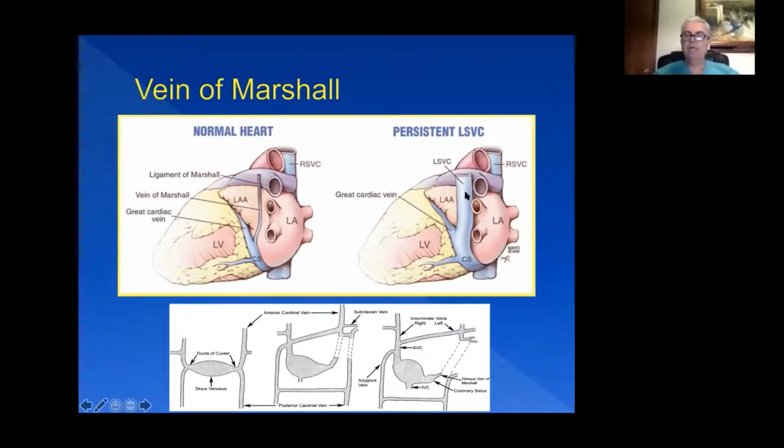We call it left superior vena cava, and it's important to recognize this for different reasons. The vein of Marshall could be a source of arrhythmia, causing atrial fibrillation and atrial tachycardia. And if we have persistent left superior vena cava, as you'll see in future slides, it could be an issue when you're trying to place device leads.